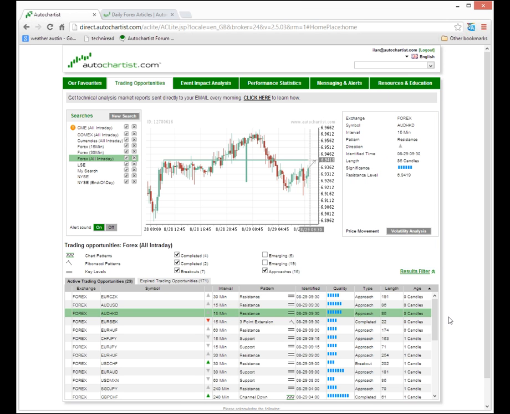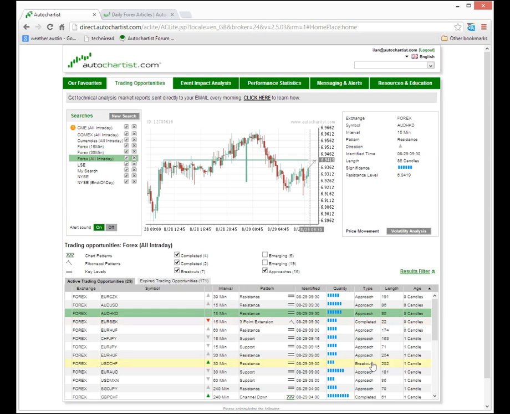The next column that I want to talk about is quality. This is the visual quality of this pattern, and I'll get to that in just a moment. This is an approaching key level, right? Which means it hasn't broken through yet. It is just approaching, and you can see that certain opportunities have the word completed or breakout. That means there's already been a breakout through the support or resistance level.